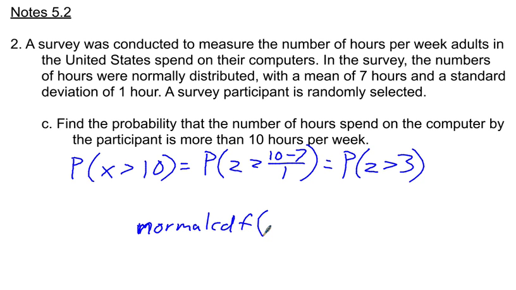On the calculator, we'll want to enter 3 comma 10000. And this equals 0.0013. So that's a 0.13% chance, much less than 5%. So this is a very unusual event.